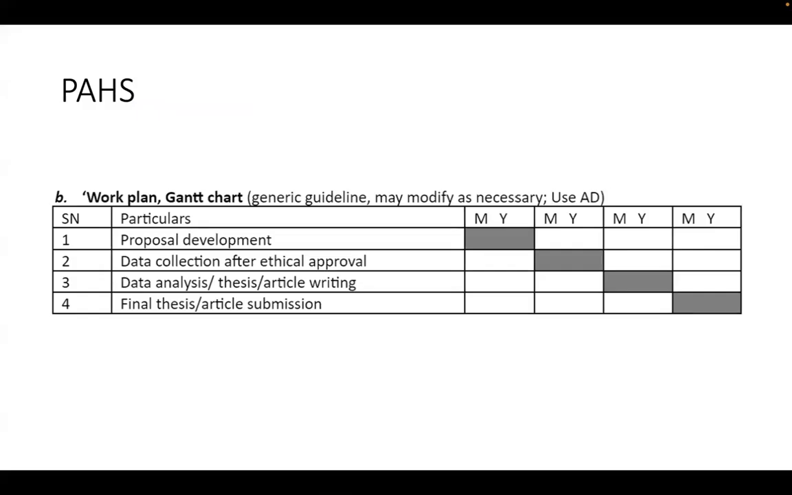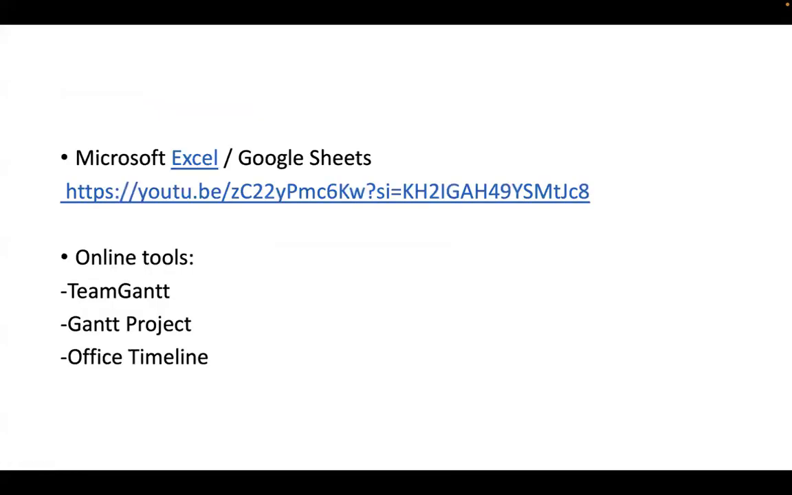So this is a template of a Gantt chart from the past. You see the list of activities in one column and the time frame in another column. We can make a Gantt chart in Microsoft Excel or Google Sheets. I have linked a video on YouTube. Go through this video. It's very useful while making Gantt charts.